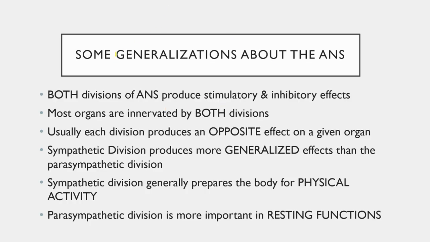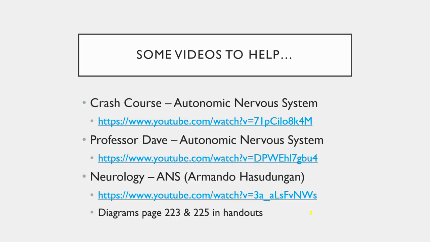Okay, now remember, there can always be exceptions to the rule, but these are just some overall general characteristics of both the sympathetic and the parasympathetic. So both can be excitatory or inhibitory. Most organs are affected by both. They typically produce opposite effects. Typically, sympathetic is preparing us for physical activity in that fight or flight, whereas parasympathetic is preparing us for rest and digest. And that's going to be the end of chapter 15.